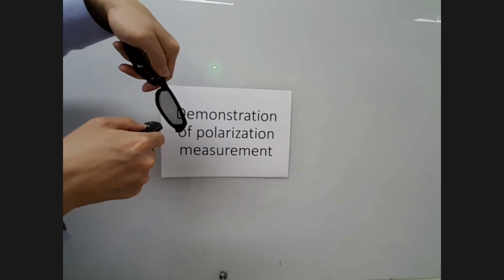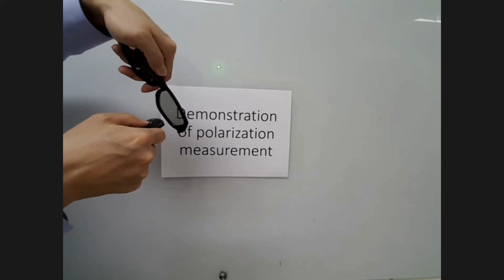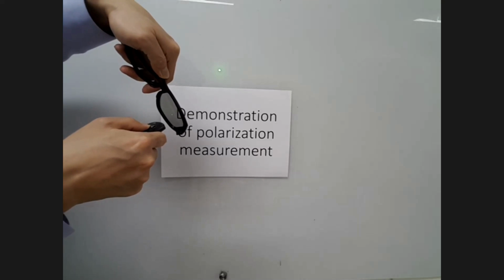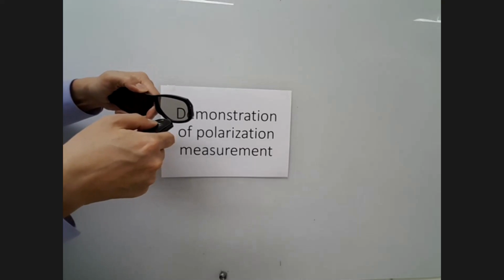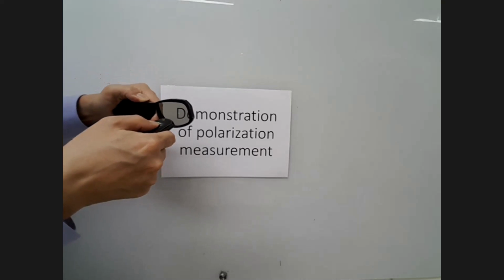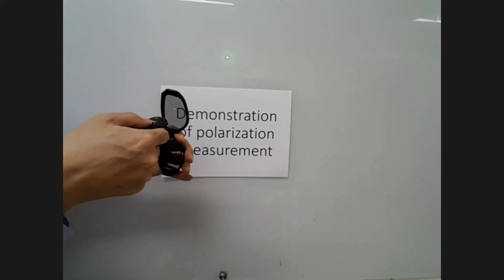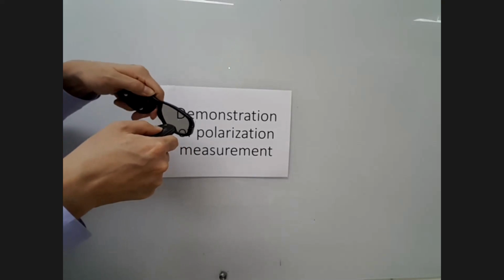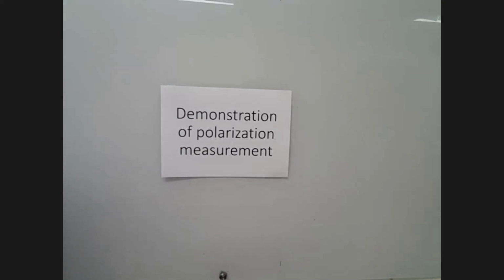So for this case, the transmission is maximized along this axis. As I rotate this one, the transmitted intensity is reduced. And then again, if I rotate in this way, it is increased again. So from this, you can see that the laser light is polarized.